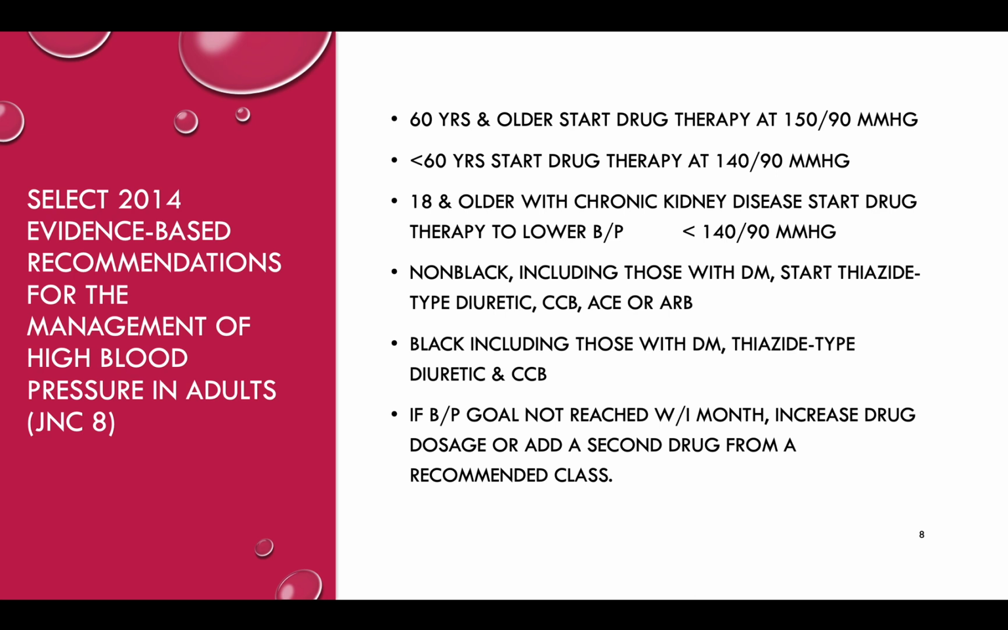So again, as I mentioned before, there really isn't a black and white. There's a little bit of a gray area. You can see if someone is 60 or older, the recommendation is to start drug therapy when a blood pressure is at 150/90. But if you're less than 60, we want to start that a little bit sooner in terms of what the blood pressure is.